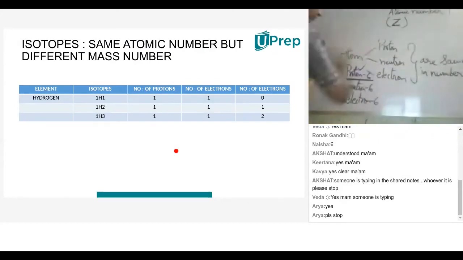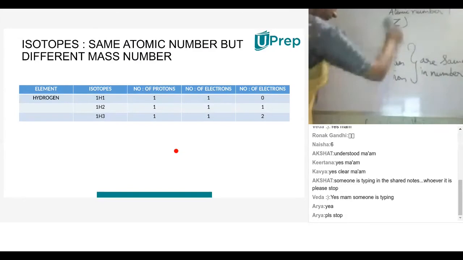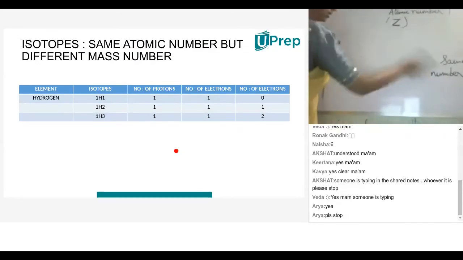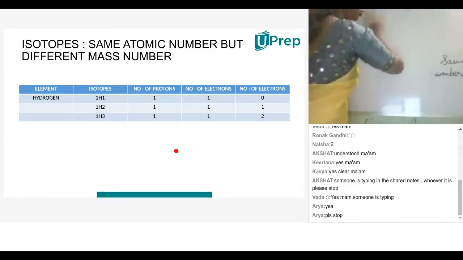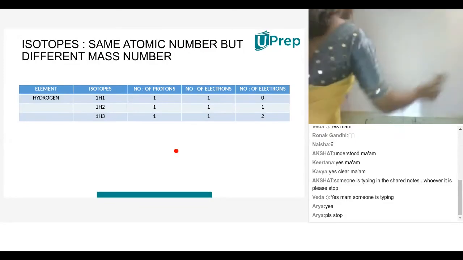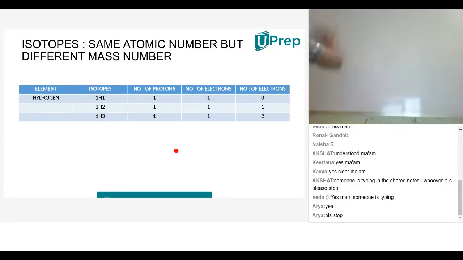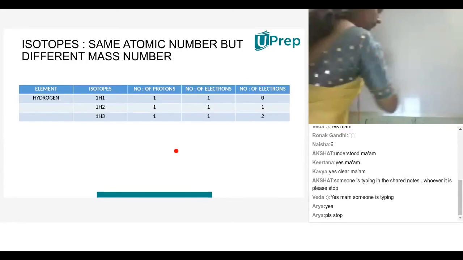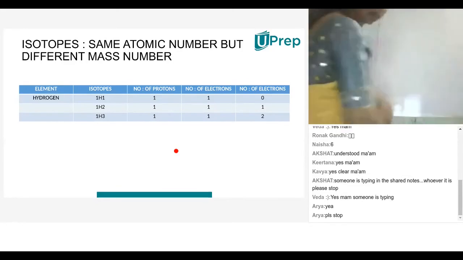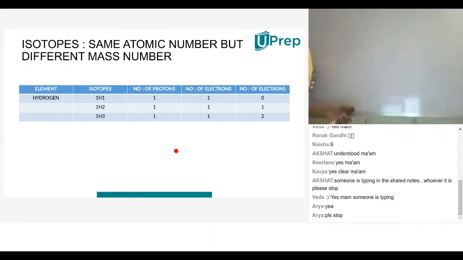Ma'am, how are isotopes formed? Isotopes are formed by the variation of neutrons, the neutron number, by the variation in the neutron number of the same element. Ma'am, I didn't understand what isotope is. Yes, I'll explain.